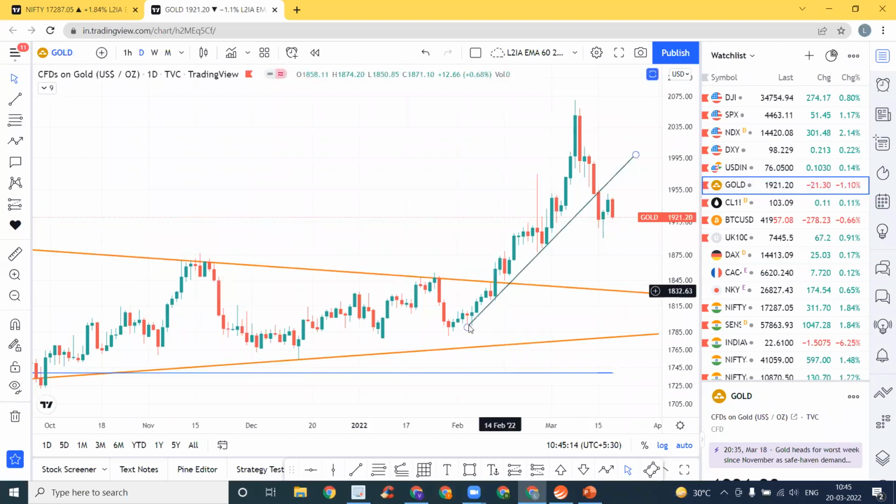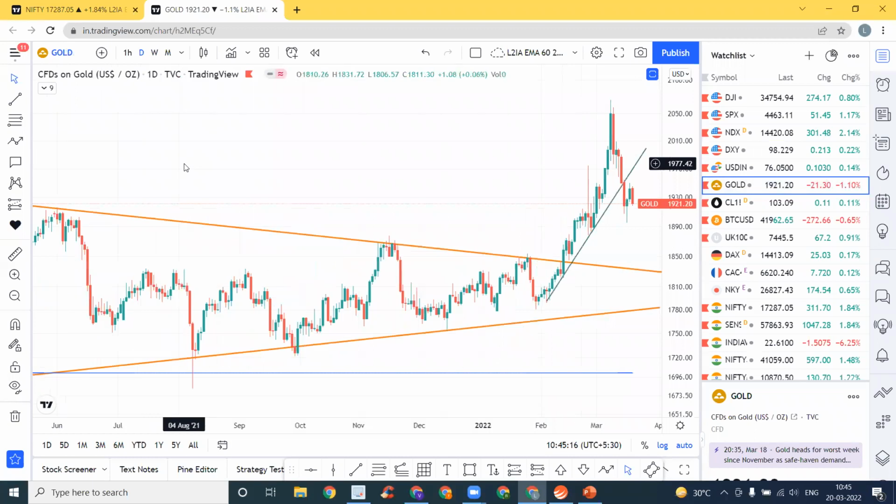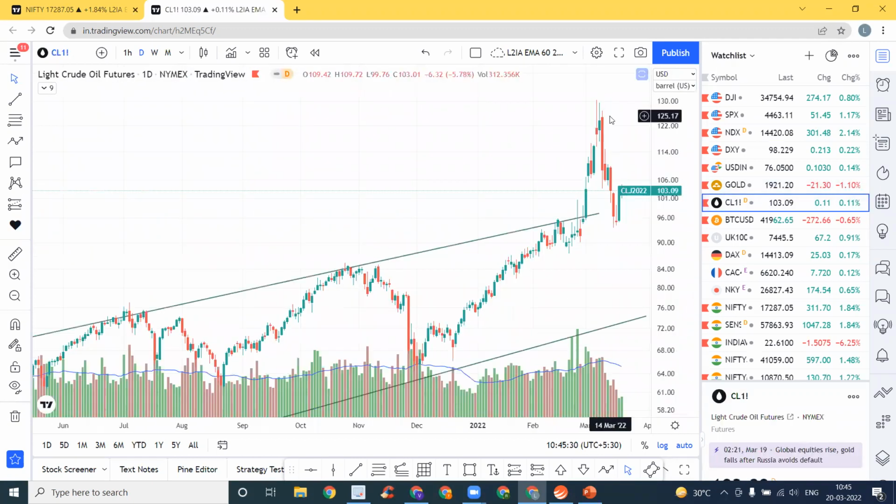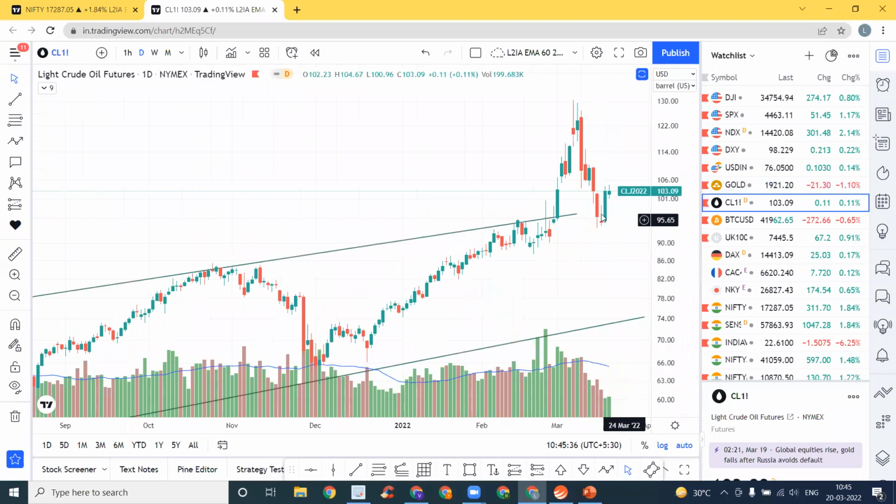Okay, you can see the gold. The gold had a history of coming down continuously. Here there was a breakout in Feb 22, and then it started moving up, and then once again it has come down. The crude oil has moved up to 130 levels, and then it has come down to 103 levels. So it is more or less around 100 levels.